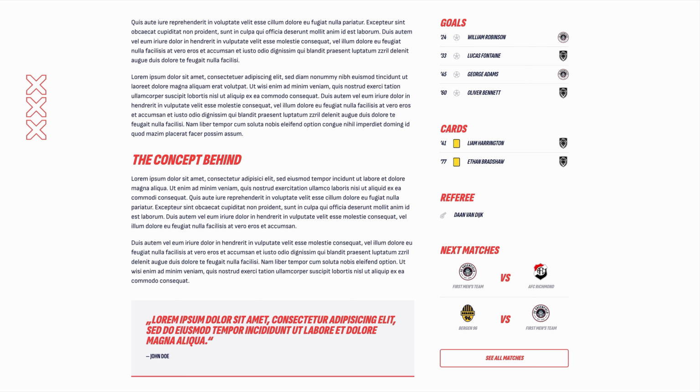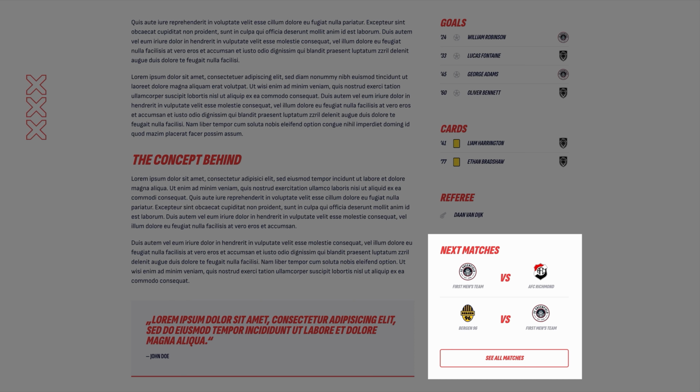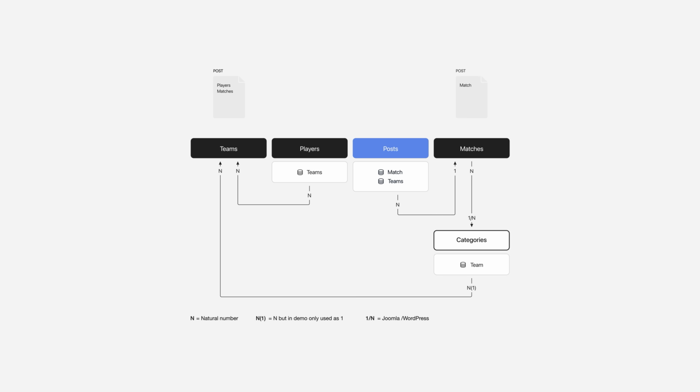Next is a real technical highlight. We show a table of upcoming matches from the same team. Here we get matches from the category of the related match, but only those scheduled for later dates than the related match. This really shows the power of YOOtheme Pro and the date filter. Finally, posts also have related teams to display a grid with the match reviews on the corresponding team page.